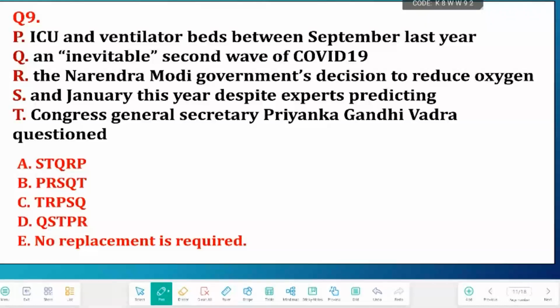And here it is. I'll read all the statements for you once. ICU and ventilator beds between September last year. Statement Q, an inevitable second wave of COVID-19. Statement R, The Narendra Modi government's decision to reduce oxygen. Statement S. And January this year, despite experts predicting. Statement T. Congress General Secretary Priyanka Gandhi Vadra questioned. So you have roughly 1 to 2 minutes to solve this, and your time starts now.